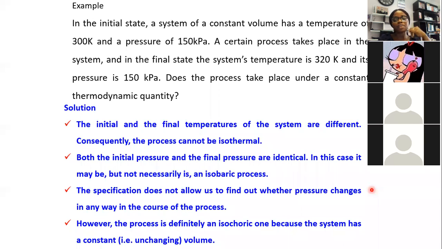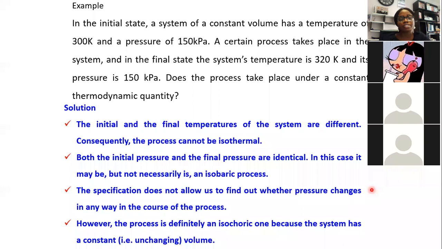Somebody says isobaric, pressure is constant. From the first line of this example, that's the question. We have not even got to the other part. From the first line, what does this tell you about this process? It's an isochoric reaction, yes, because it says in the initial state, a system of a constant volume. David says, okay, that's fine.